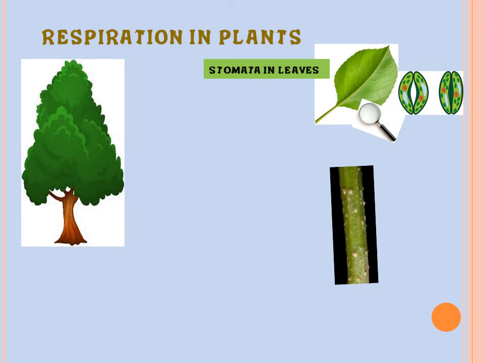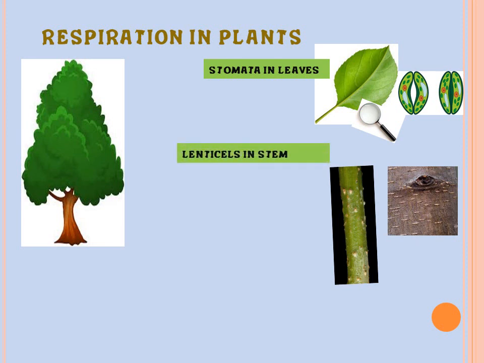I think this diagram is showing some small pores in the stem. Also you can see in this diagram that small patches appear here in the stem. These are known as lenticels. So the second way by which plants respire is lenticels in the stem.